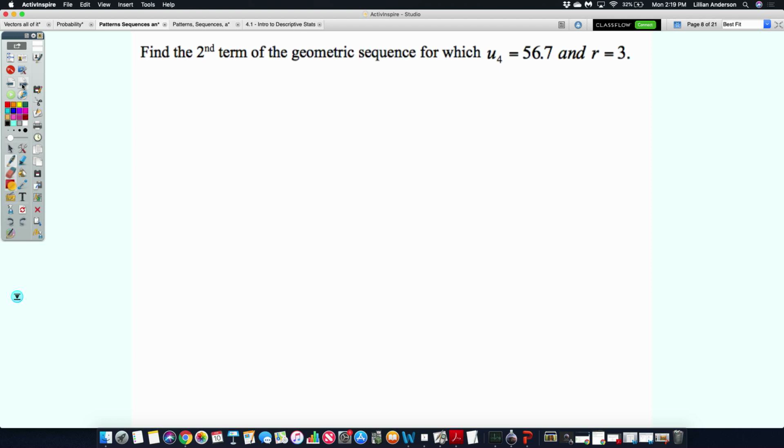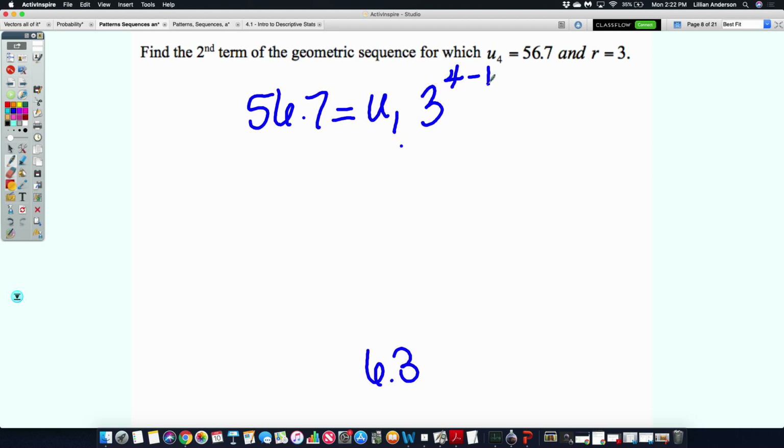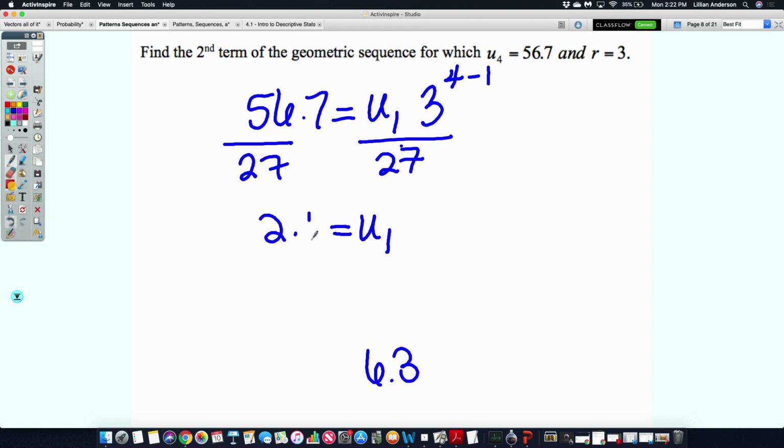Here, find your second term, given this information. What do we get for our answer? 6.3. Just type it in. Okay, so since you were given your fourth term, you will plug that in for u sub n. You don't know what your first term is, but you do know your common ratio is 3. So basically, you would divide both sides by 27, because that comes from 3 to the third. So my first term is what? 2.1. And since you're looking for your second term, you basically take your first term and multiply it by your common ratio.